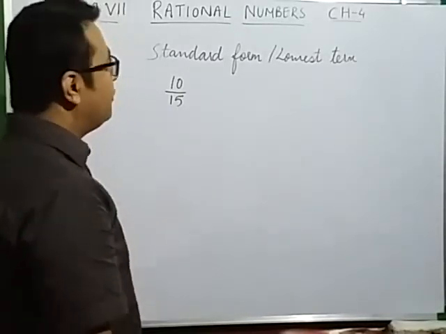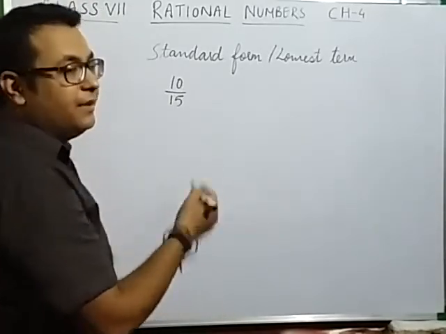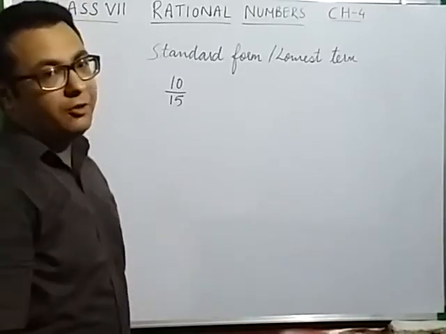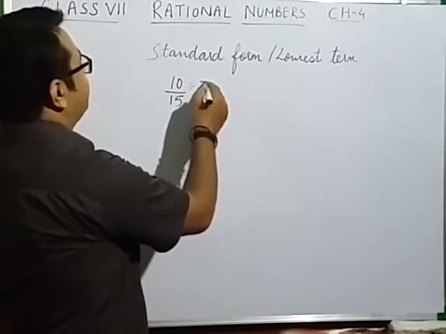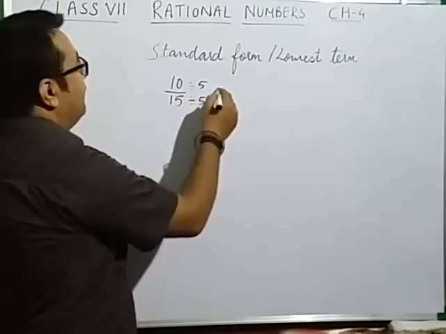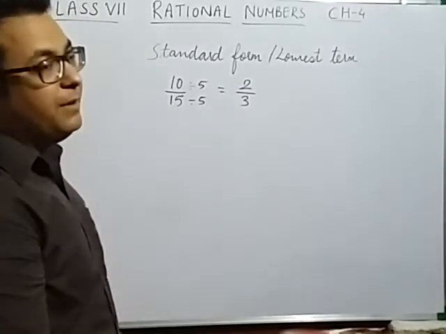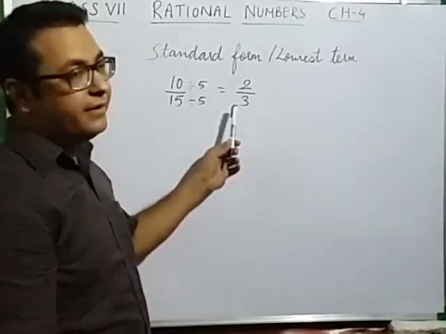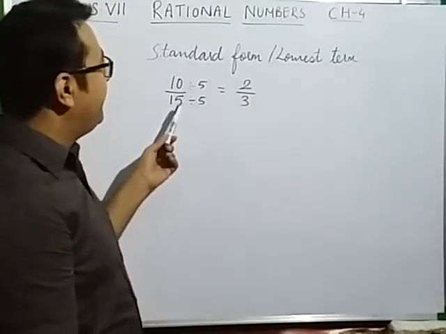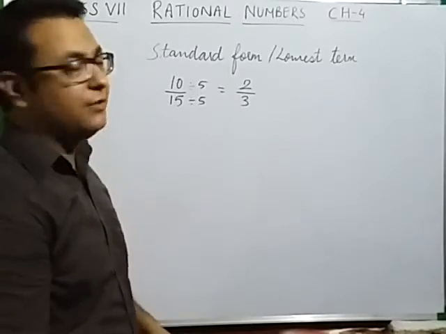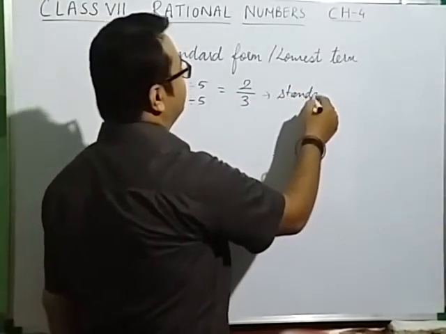In order to find the standard form or lowest form of a given rational number, we divide both the numerator and denominator with the same number. Let us divide it by 5. So we will get 2 upon 3. It will be reduced to the extent that it cannot be reduced further. Okay. So 10 upon 15 can be reduced to 2 upon 3. So 2 upon 3 is the standard form of 10 upon 15.